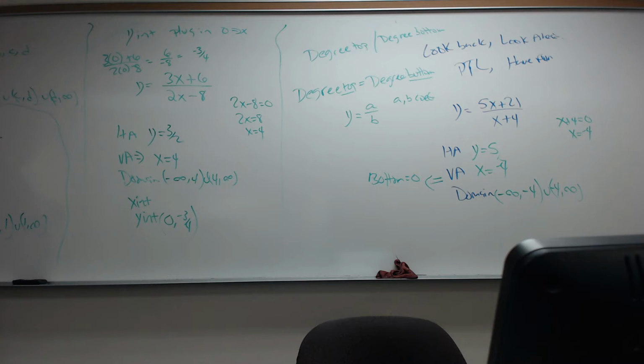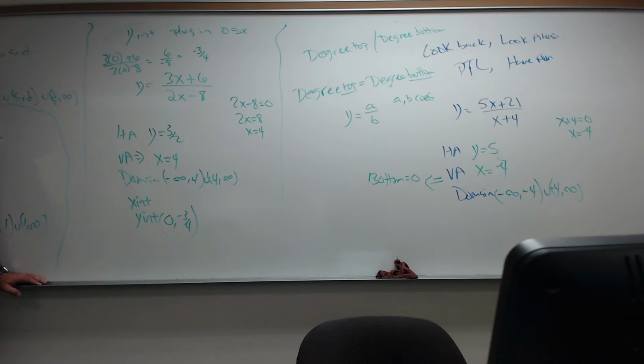Now, what's the x-intercept going to be? The x-intercept is going to be negative 2. Who said it? How do you know that? Set the top equal to 0. And why is that? Why do we set the top equal to 0? How do you know that?